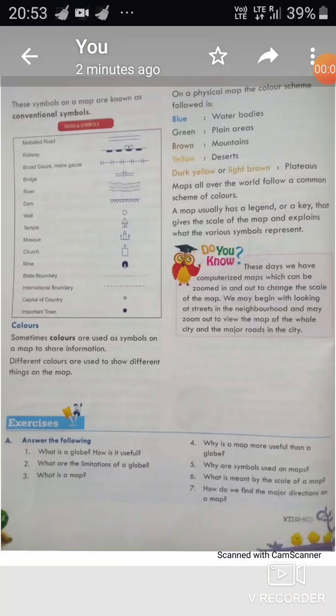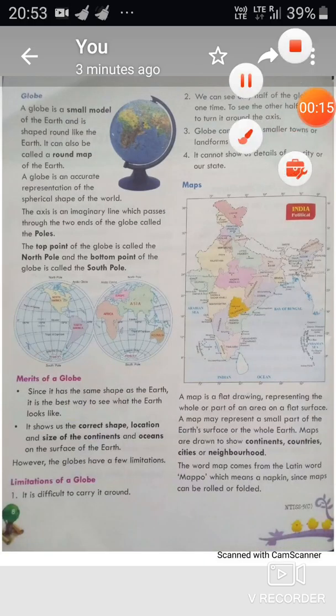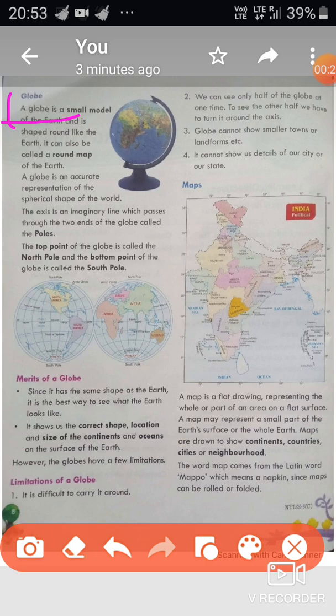Good morning everyone. In this video, we are discussing the question answers of chapter number 1. First question is what is globe and how it is useful? So see the answer here. Globe is a small model of earth and its shape is round like the earth. So you have to write the answer up to here.